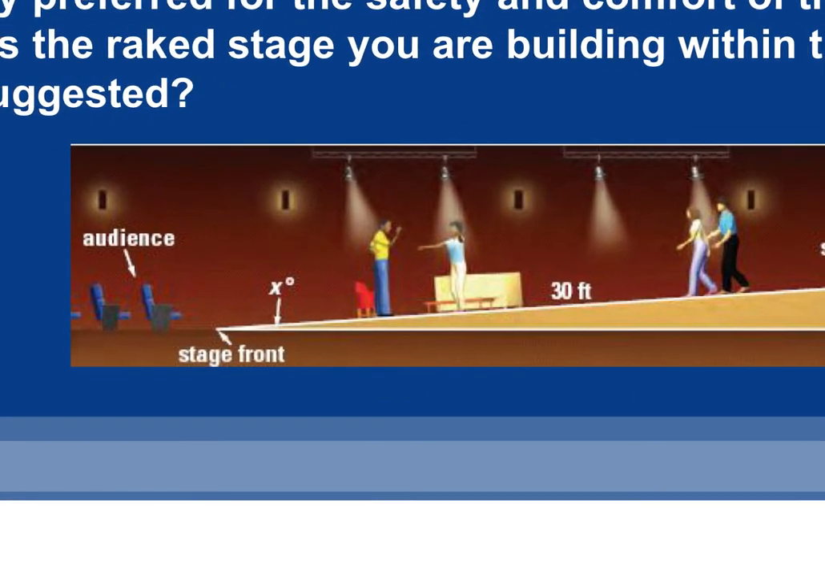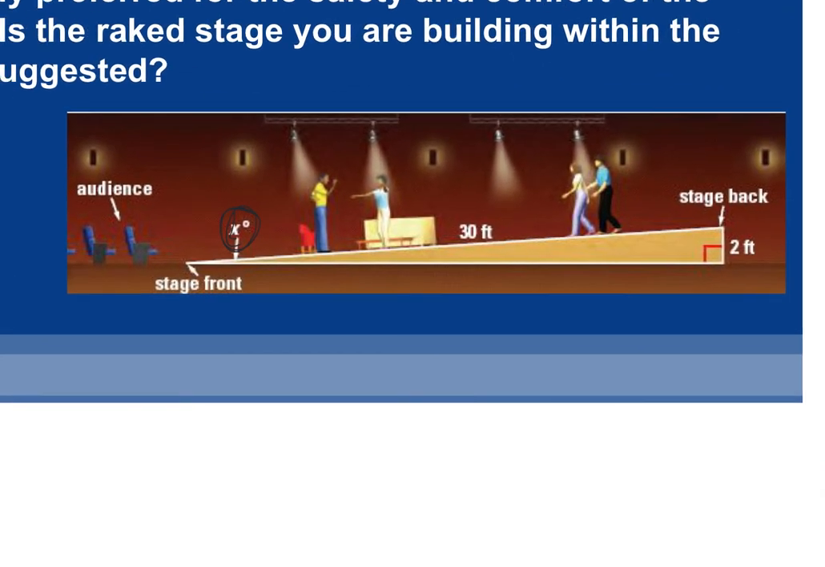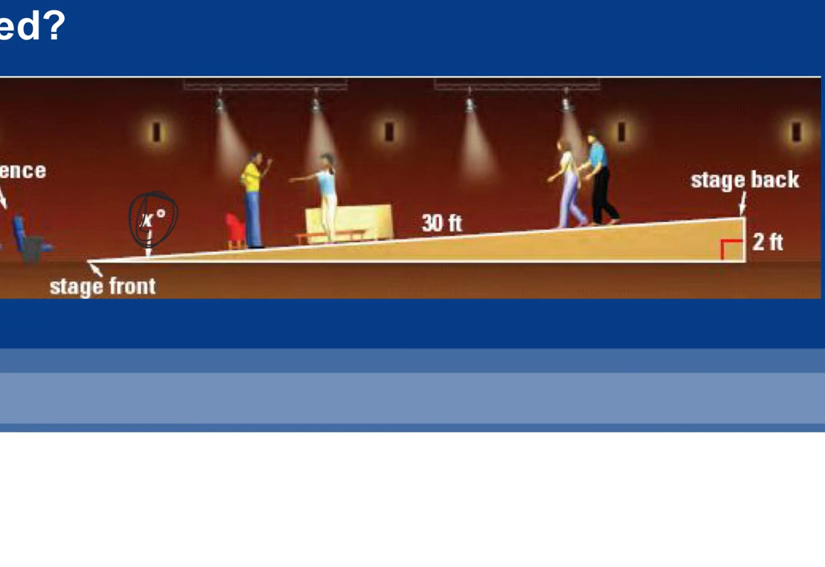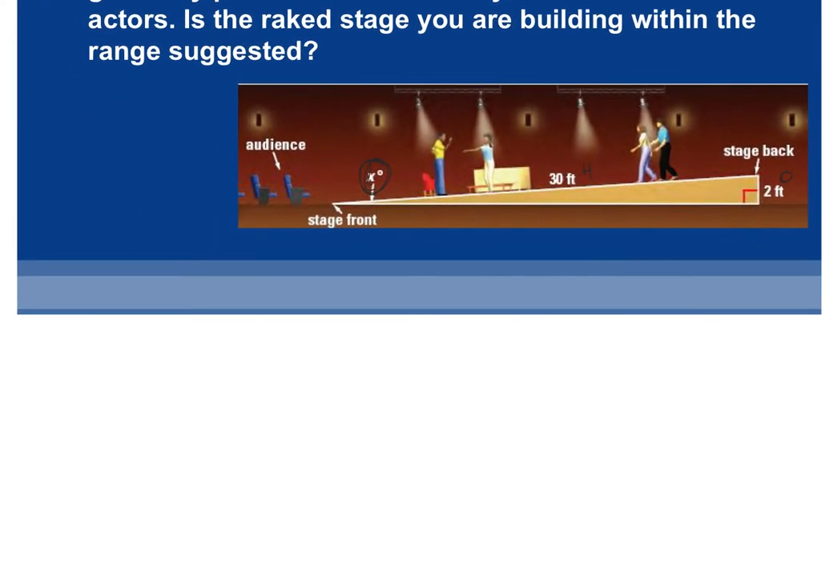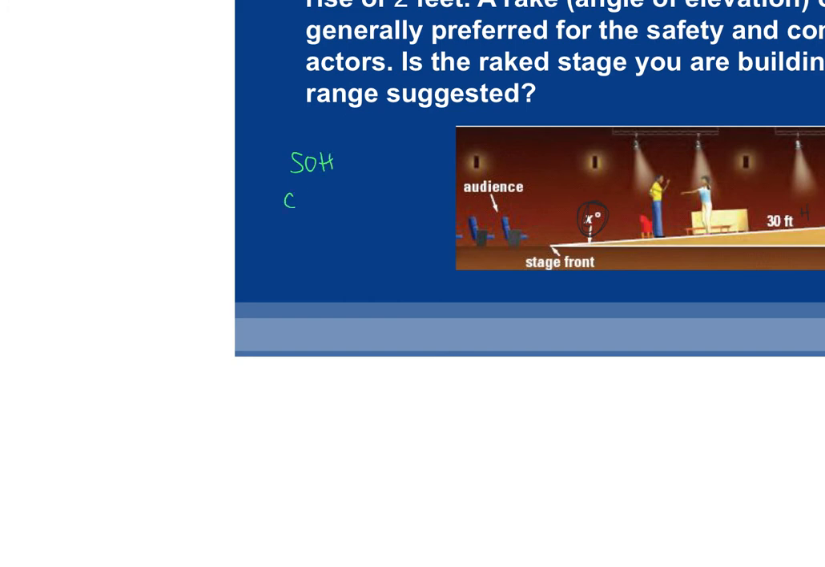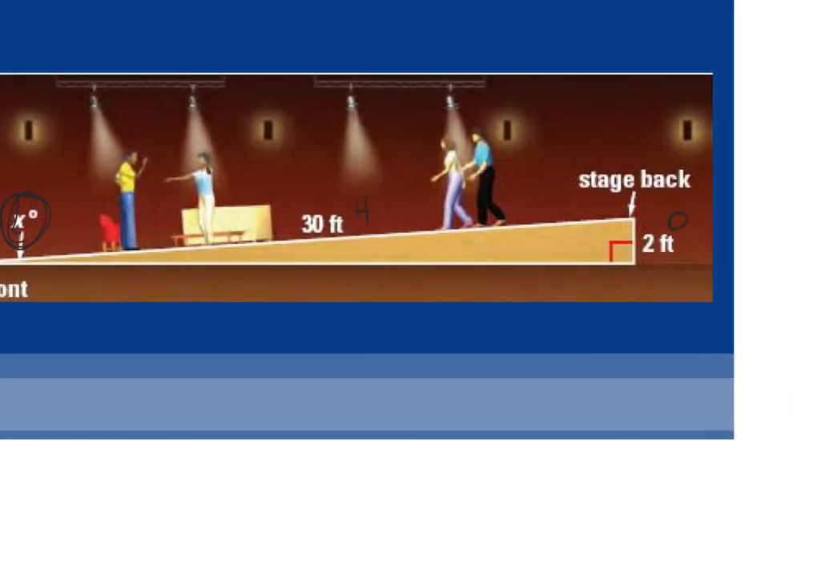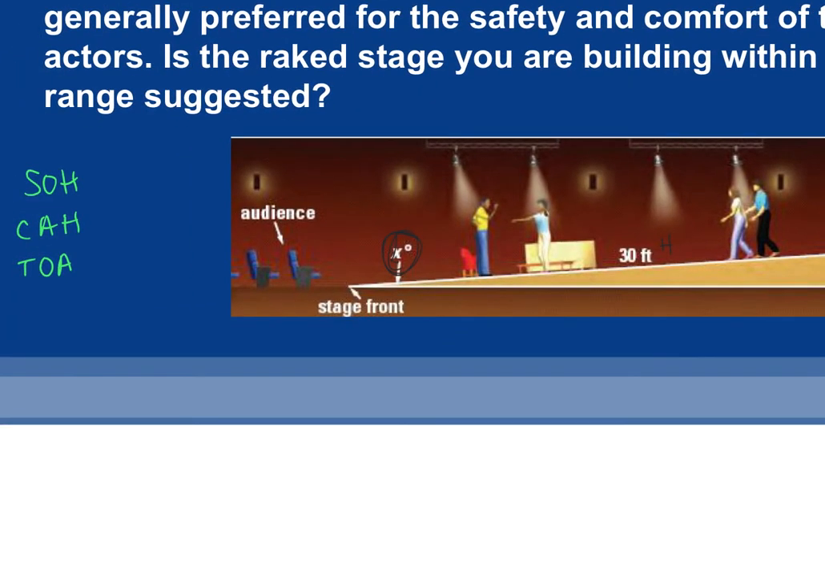So what we're looking for is this angle right here, this x, and it needs to be less than or equal to 5 degrees. And we've got a hypotenuse of 30, let's label that H, and we've got a leg, which is opposite our angle, so an O, of 2. So we have to think about, are we going to use SOH, CAH, or TOA? Our angle is here, which we don't know, but we do know the hypotenuse and we know the opposite side.